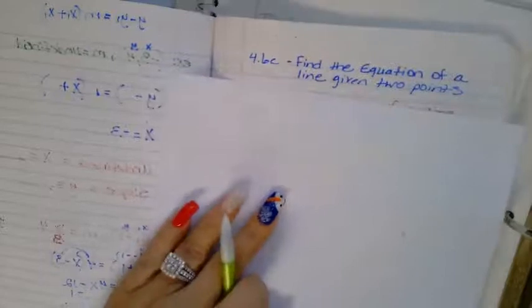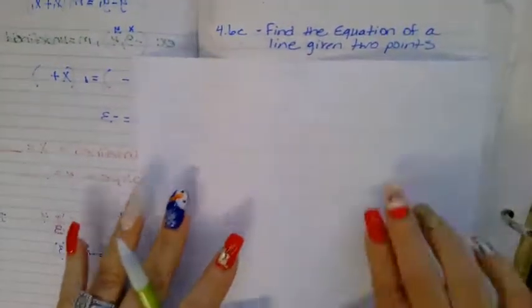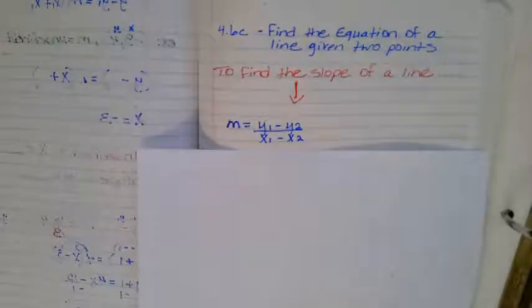So we are doing 4.6c. We're finding the equation of a line given 2 points. Our first step when we're finding the equation of a line given the 2 points is to find the slope. We're going to use the formula m equals y1 minus y2 over x1 minus x2.